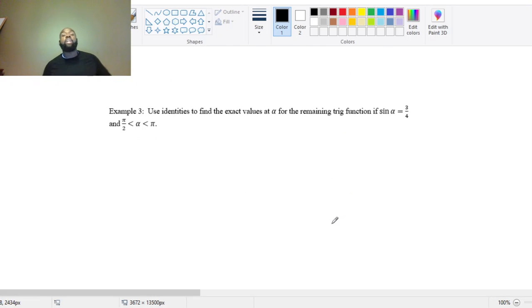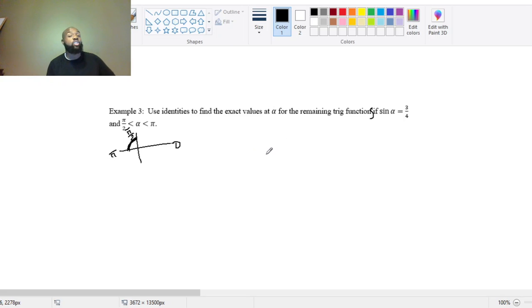All right, let's do another example where we use identities to find the exact values of the remaining trig functions if sine of alpha equals 3/4 and pi over 2 is less than alpha is less than pi. Our angle alpha is between pi over 2 and pi. What does this mean? Well, if I think about my unit circle, between pi over 2 and pi means I'm in the second quadrant. The terminal side of my angle is in the second quadrant.